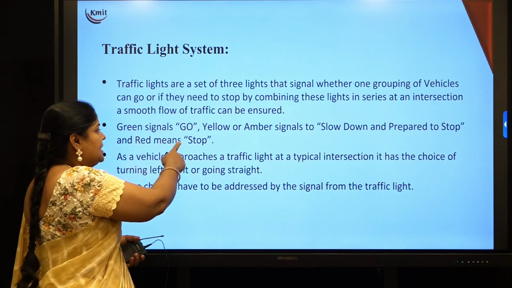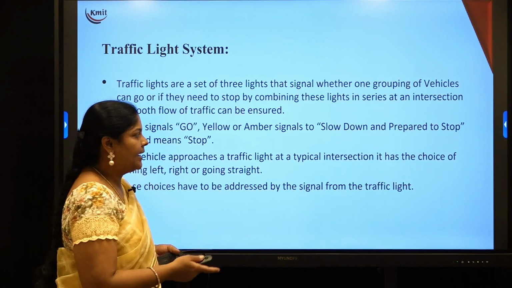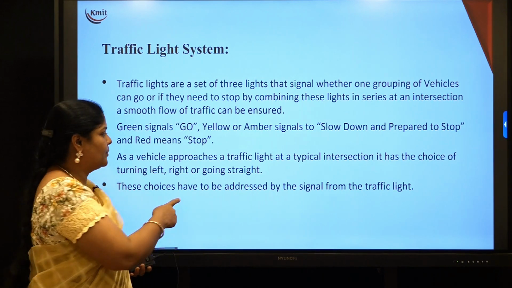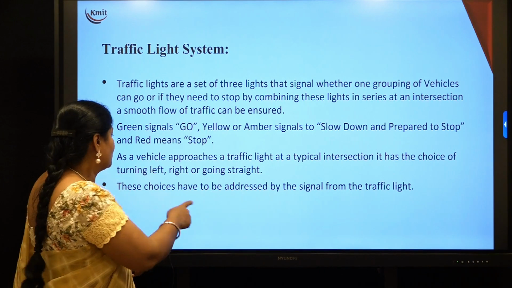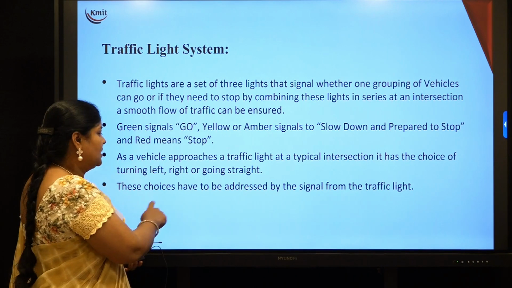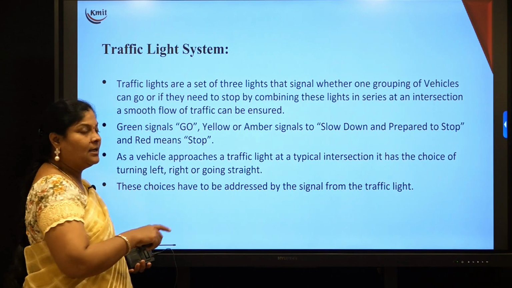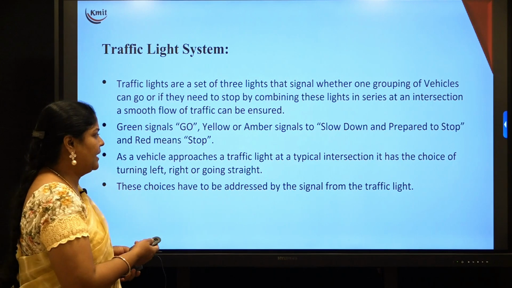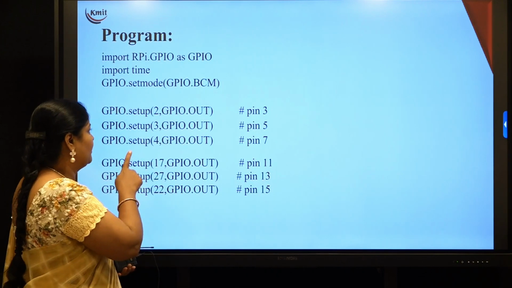Here, the green signal means go, the yellow signal means slow down and prepare to stop, and the red signal means stop. As a vehicle approaches a traffic light at a typical crossroad intersection, it has to choose between turning left, turning right, or going straight. These choices have to be addressed by the signal of the traffic light. What is the functionality of the traffic light that we are going to implement using a Python program? For that, the program is like this.